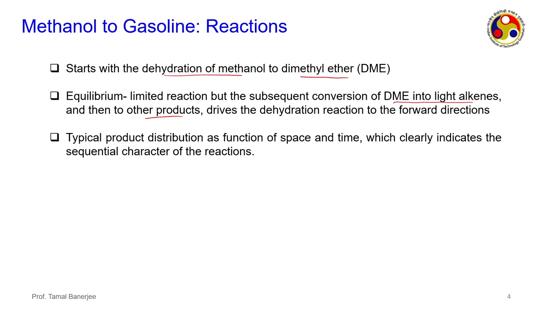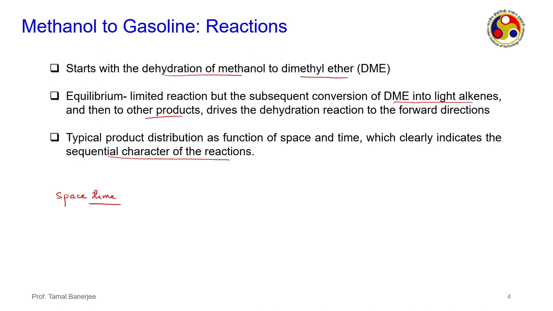A typical product distribution, as we can see, is a function of space time. We will observe that it indicates the sequential character of the reaction. Let us see what space time is. You must be knowing what space time is.